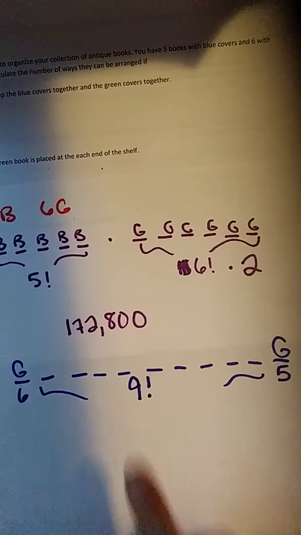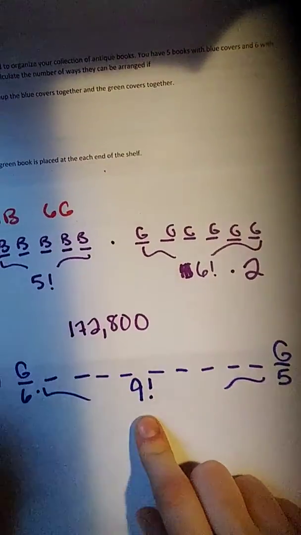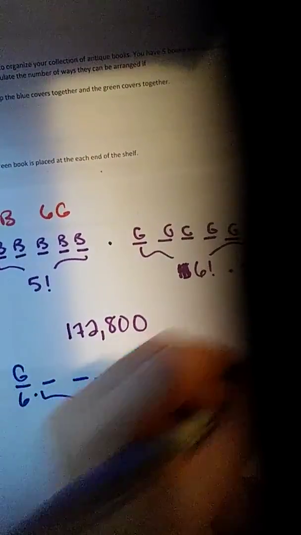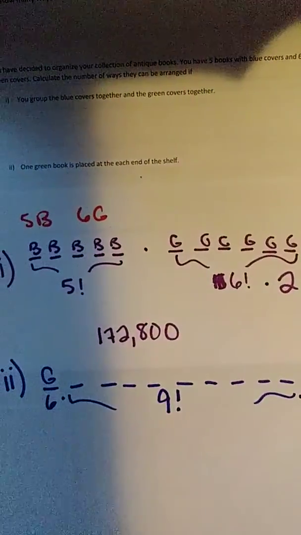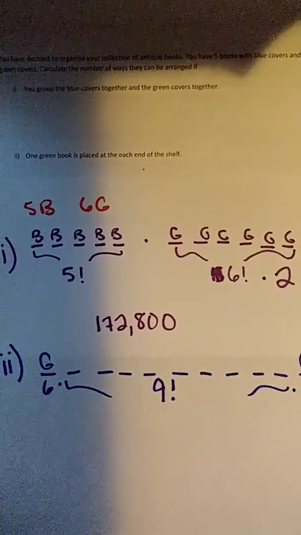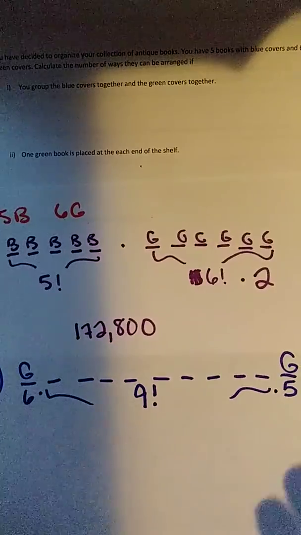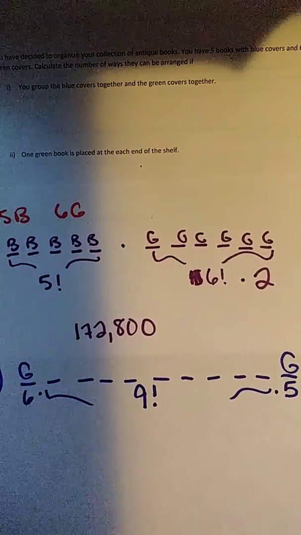So all I have to do is 9 factorial times our 6 times our 5, and we get all of the, I'm sorry, my video is going wonky here. And we get all of the total options for arranging these books on our shelves.